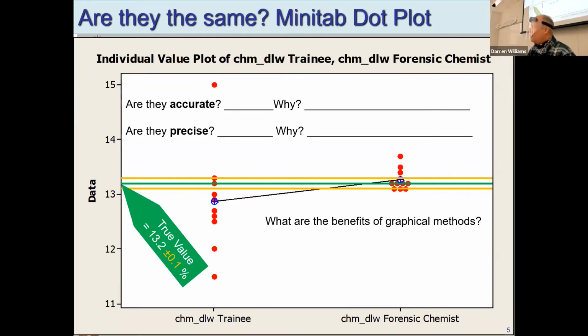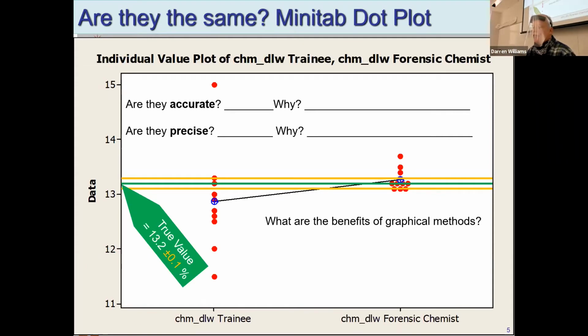See, when you plot out the data points, you can really see the differences, can't you? With respect to precision, are they the same? No, you see how much scatter there is on the trainee. Those red dots are all their individual measurements. You see the 15 way at the top and 11.5 down at the bottom. And then look at the forensic chemist on the right. Their data is all clustered within plus or minus 1.